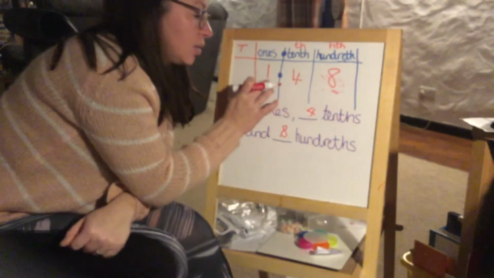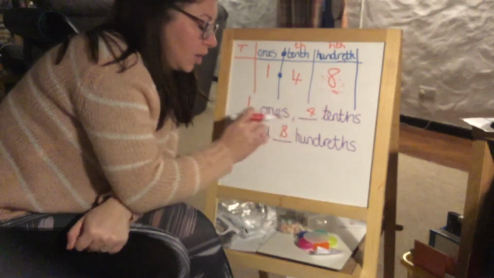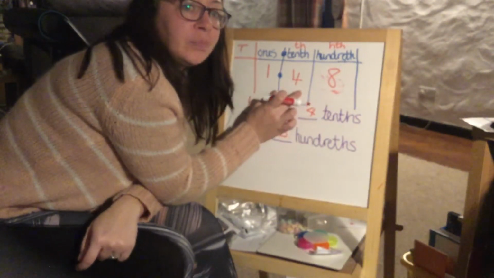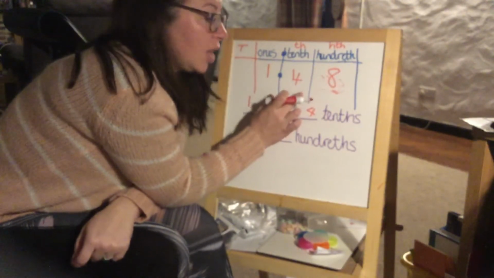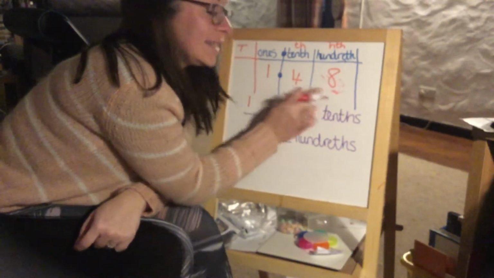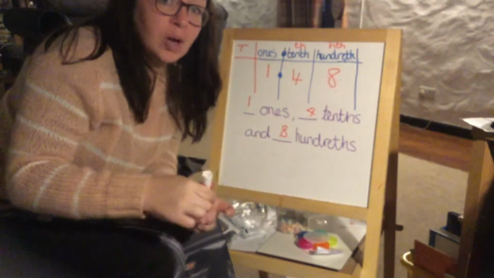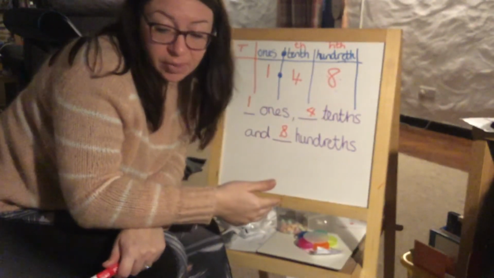Now the first couple of slides that you'll be given has something very similar to this. So you will be asked to identify how many ones, how many tenths and how many hundredths in the number. So if you draw yourself a place value grid, you will see that straight away.